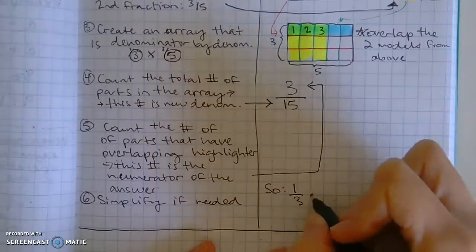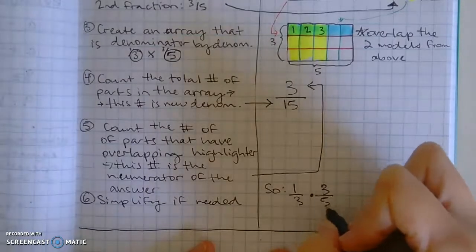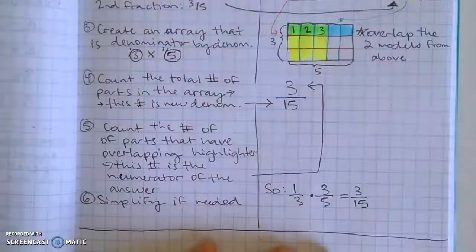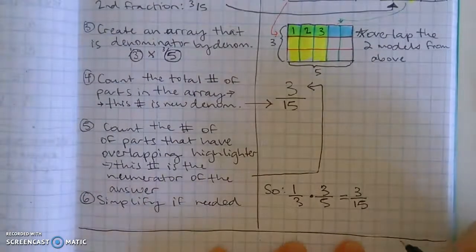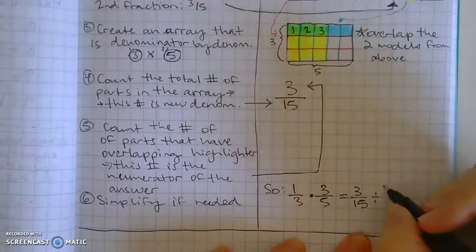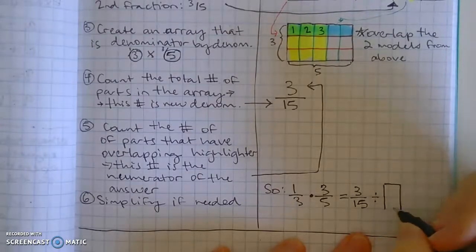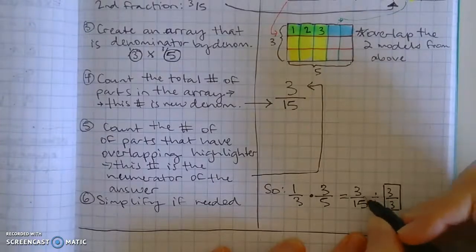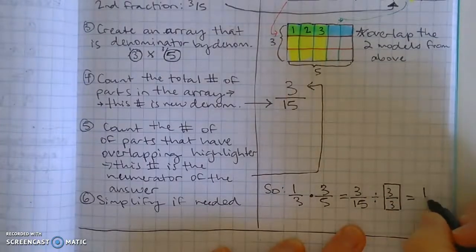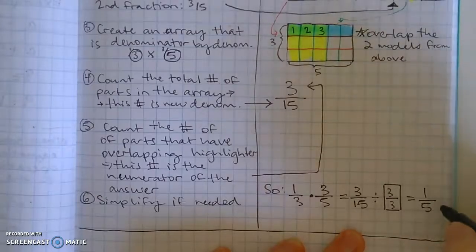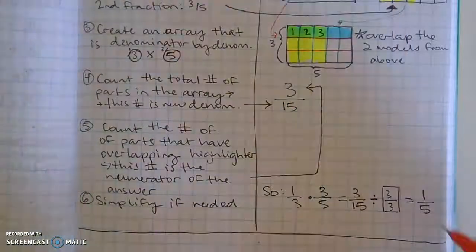Okay, so here's our run through. 1/3 times 3/5 equals 3/15. I know that 3 goes into 15, so I'm going to divide using one of my giant ones, remember? So I know that 3 goes into 15, so I can just divide by thirds. 3 divided by 3 equals 1. 15 divided by 3 equals fifths. So my answer is 1/5.